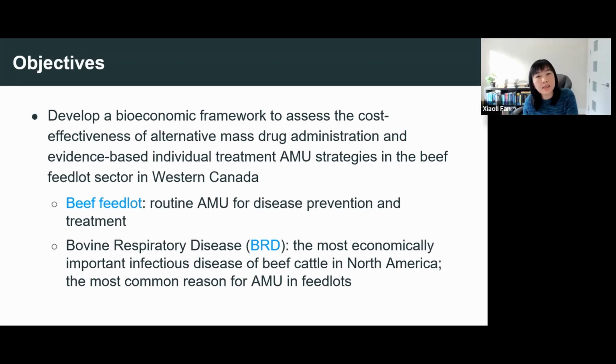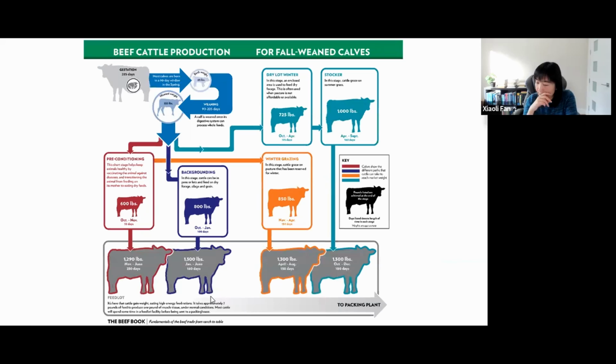So we chose the beef feedlot sector as our focus of study, and for the beef feedlot sector, bovine respiratory disease is the most economically important disease, and it's also the most common reason for AMU. So we actually modeled the BRD disease spread in feedlots.